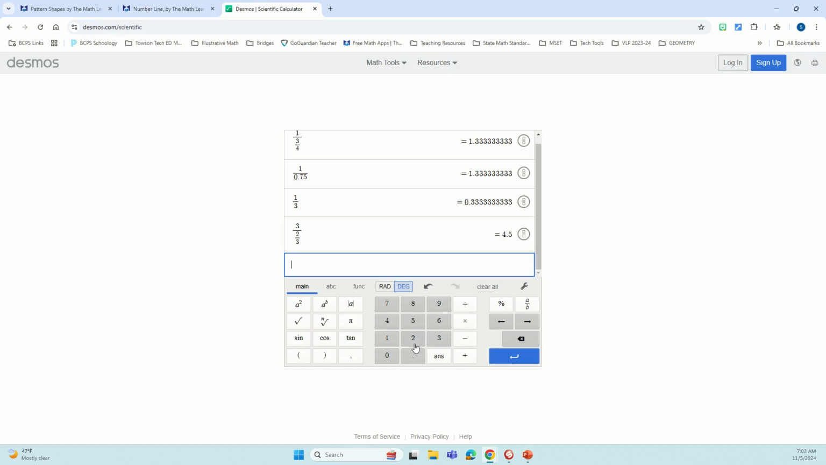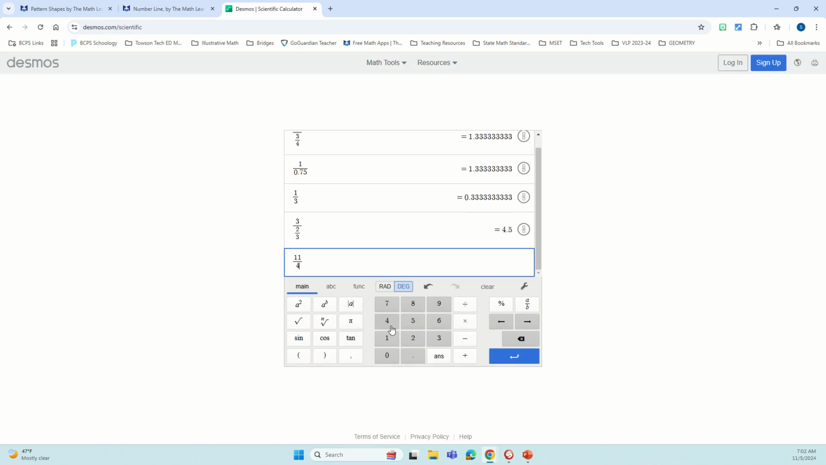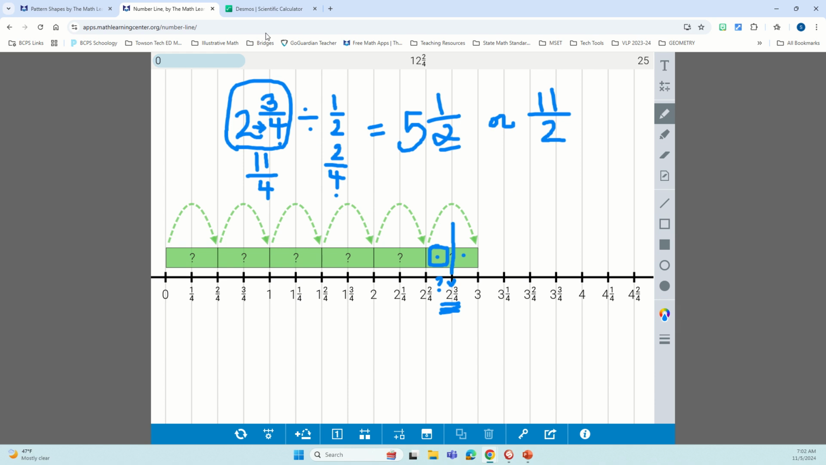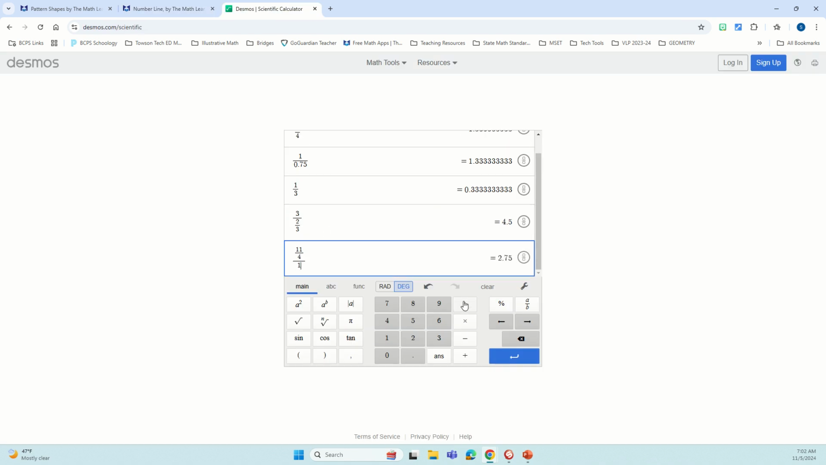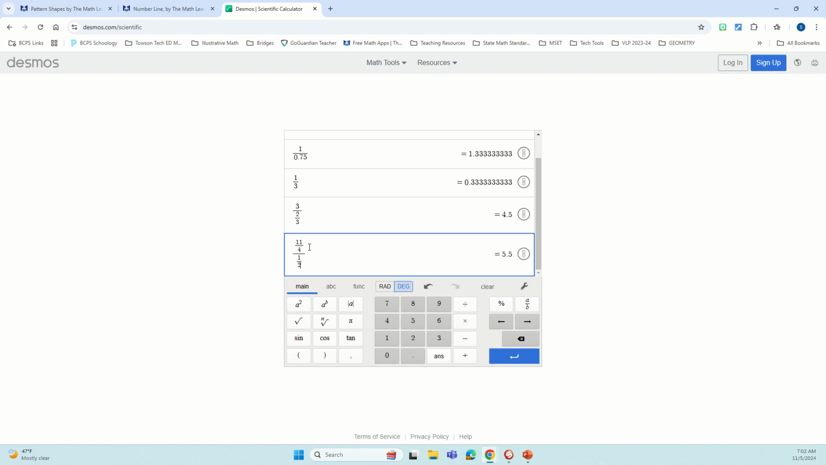So I can come over here and type in 11/4. Now, I've got to be very careful. Make sure you go outside of the fraction, and we're going to divide by 1/2. Okay? So it's a stacked fraction, 5.5, which is what we got, 5.5.